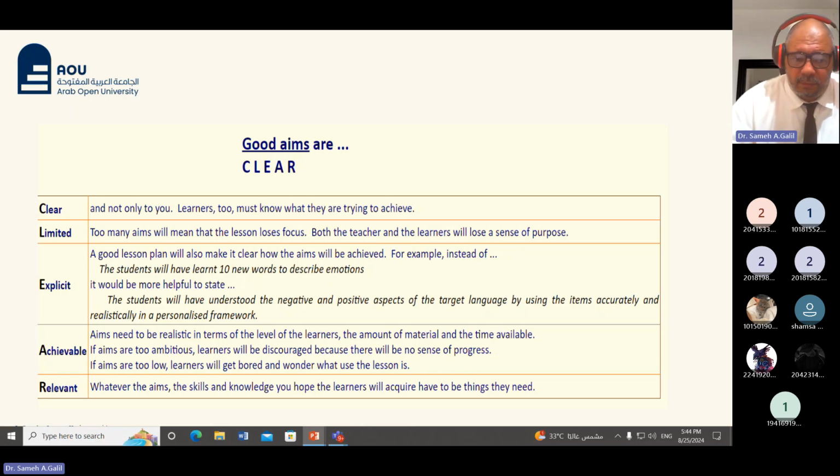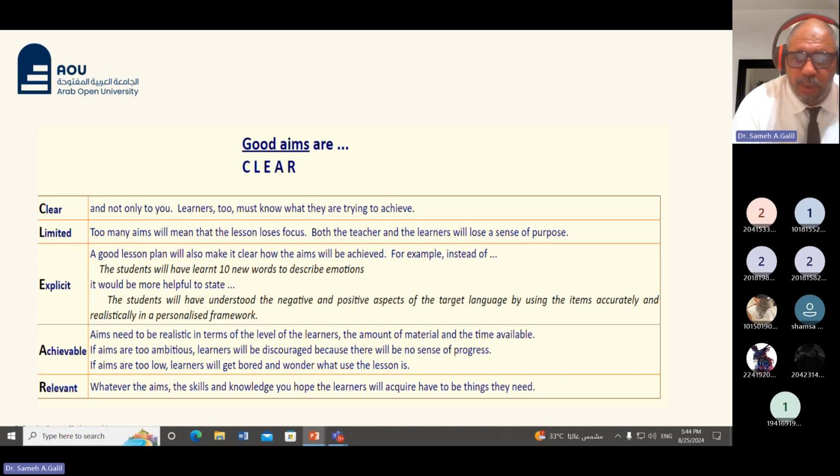When you look at those five characteristics of a good aim, you will find that they all lead to each other. They don't contradict. So they have to be clear, and obviously they have to be clear for both of you, the teacher and the learners. So the learners too must know what they are trying to achieve.